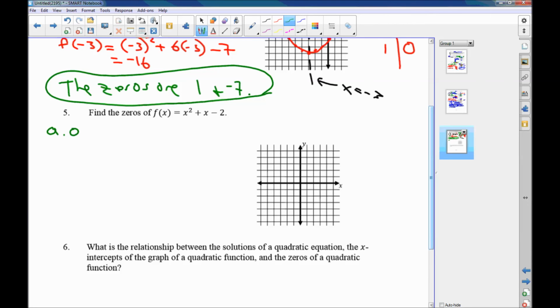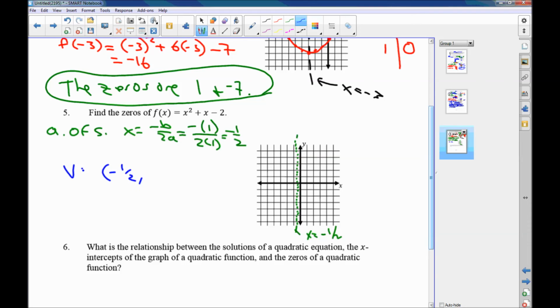So axis of symmetry. This is x equals negative b over 2a. That's negative of 1 over 2 times 1, which is negative 1/2. Okay, so our axis of symmetry is a fraction. That's okay. We just put our axis of symmetry right between 0 and negative 1. All right, now I'll find my vertex. My vertex is going to be negative 1/2 and something, so I've got to plug that negative 1/2 back in.